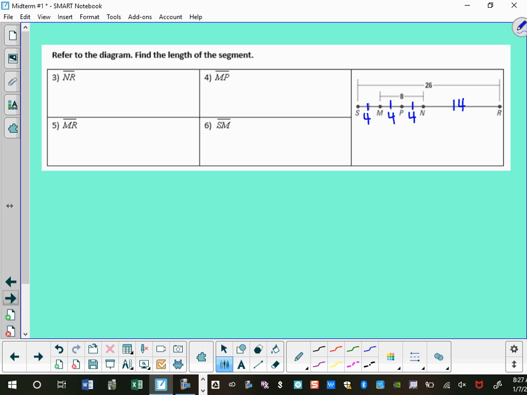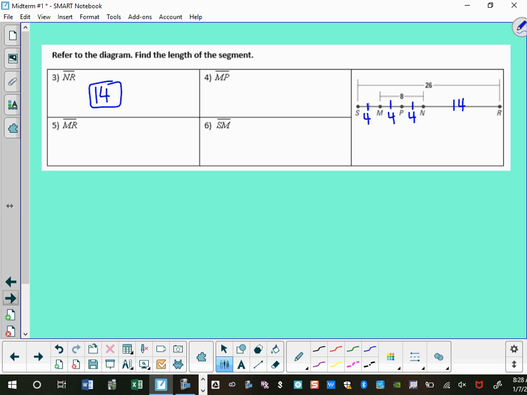What I don't want you guys to do is to say, it looks like NR is half of 26, so make that 13. Your numbers would be wrong. So always break it down based on the information they gave us. Here, they gave us those hash marks, which helped. So now I can answer the questions. What's the length of NR? 14.